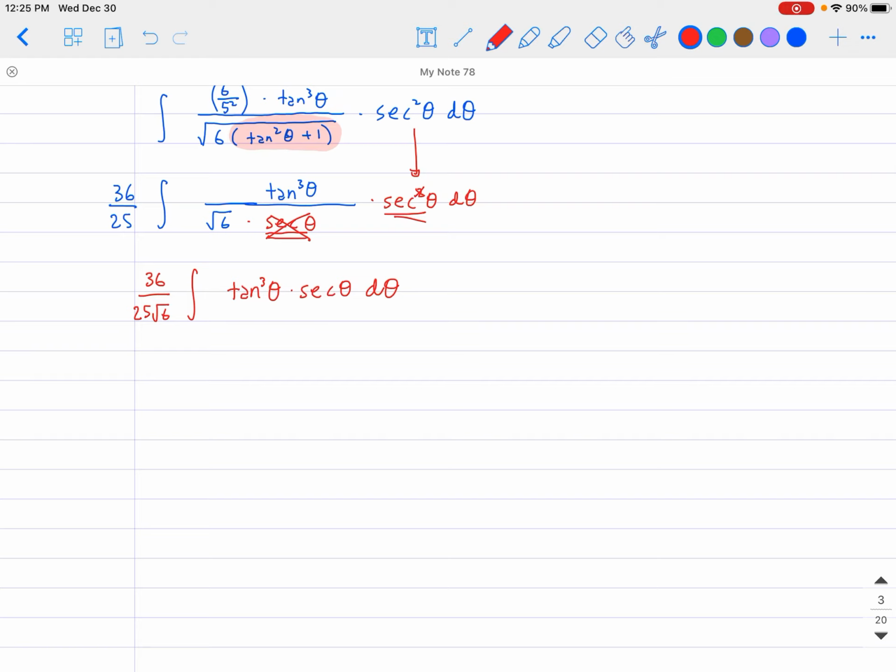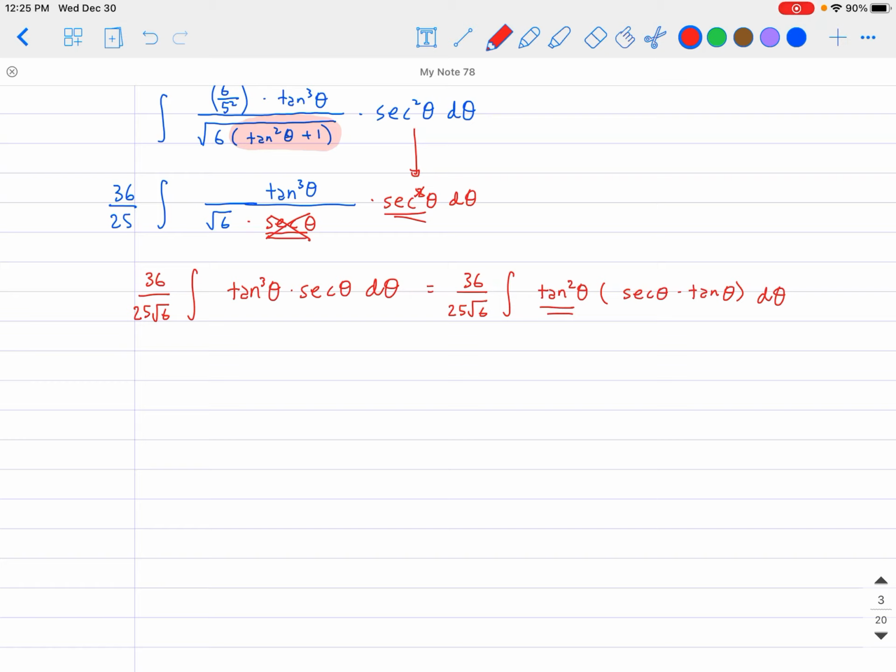Okay, so the way that we're going to handle this one is to write it as the following. 36 divided by 25 root 6, the integral, I see we have tangent cubed and then we have secant of theta. So I'm going to go ahead and write it as the tangent squared of theta, and then we also have multiplied by the secant of theta times the tangent of theta. So let me go ahead and squeeze that in there. Okay, d theta. Because what can happen now is that the tangent squared can be replaced by secant squared minus 1.